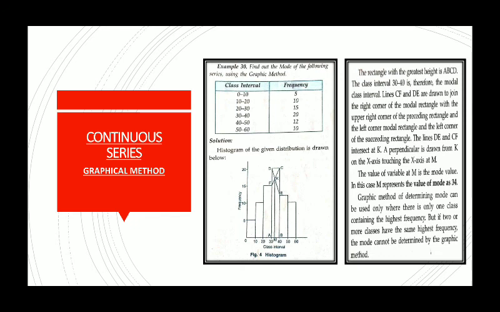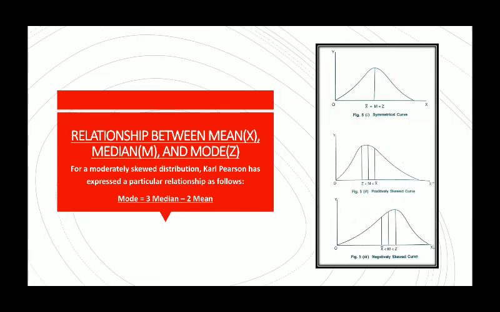So this was it for the calculation of median and mode for today. The last part of this chapter is the relationship between mean, median and mode. Now mean, median and mode are represented by X bar, M and Z respectively.